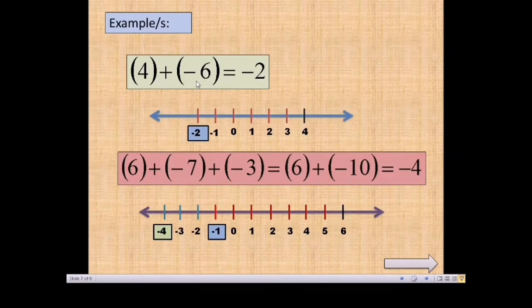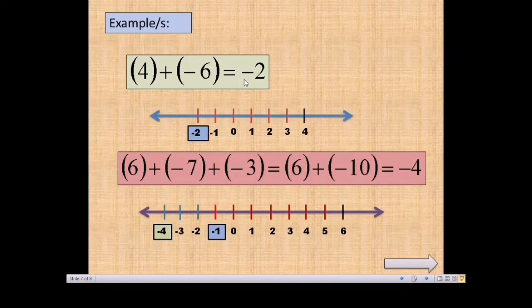In these examples, there are two numbers that have different signs involved. So the number line in here is very helpful compared to the first rule that has second property. So let's now proceed to the example 1. We have 4 plus negative 6. As you observe, the 4 in here is positive and the 6 in here is negative. And the answer is negative 2.